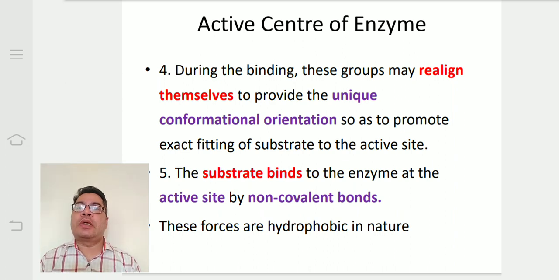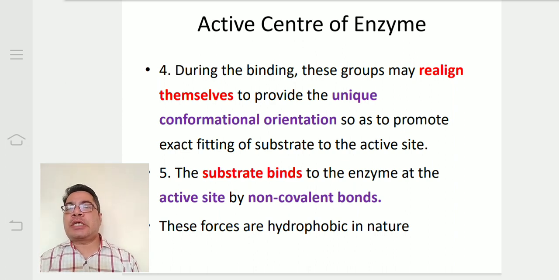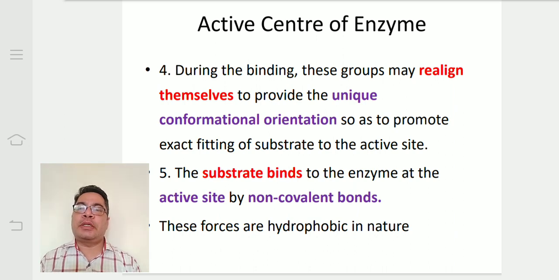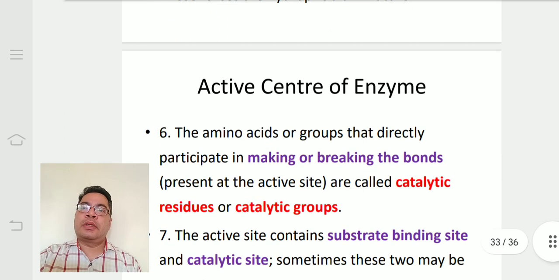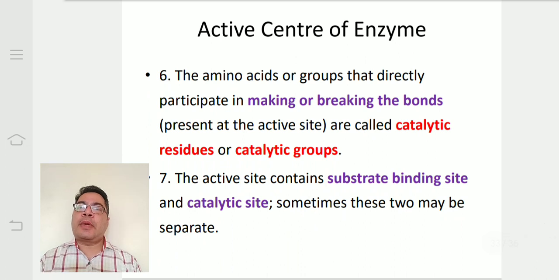Amino acids or groups that directly participate in making or breaking the bonds present at the active site are called catalytic residues or catalytic groups. This active site contains substrate binding site and catalytic site. Sometimes these two may be separate.